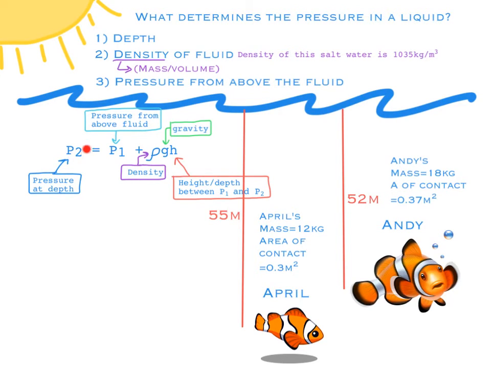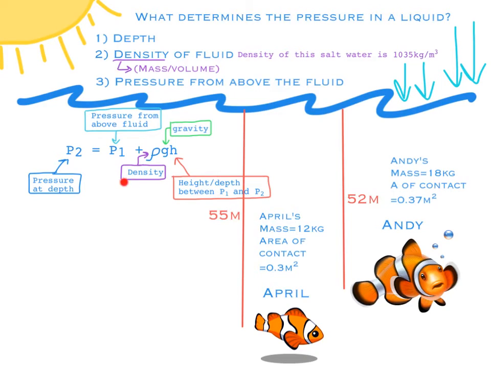So we have pressure 2, P2, which is the pressure at the depth that we're talking about. For April, it would be whatever pressure she's experiencing at this depth of 55 meters. For Andy, it's the pressure that he's experiencing at his depth. So that is equal to P1, which is the pressure from above the fluid. Now, where would this be coming from? As I just said, it's coming from the air. So the air is actually pushing down on the ocean. And so we're going to have a number for that, and I'll give that to you in a second.